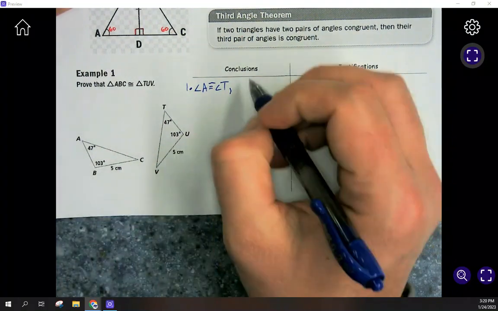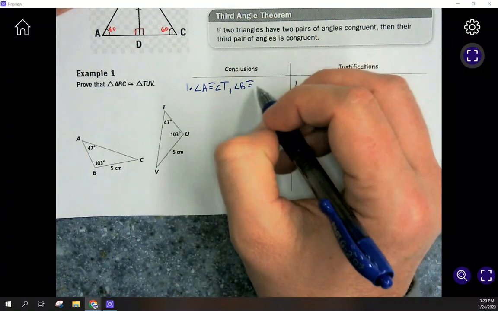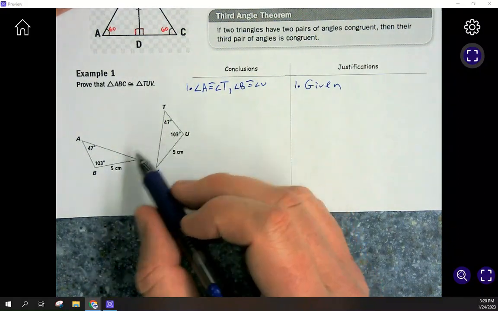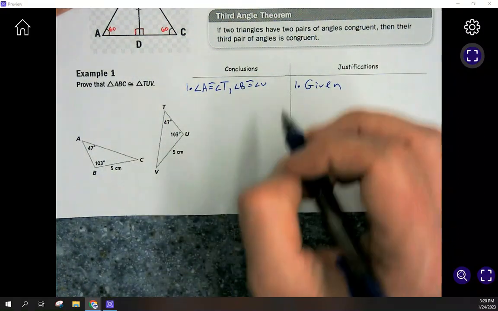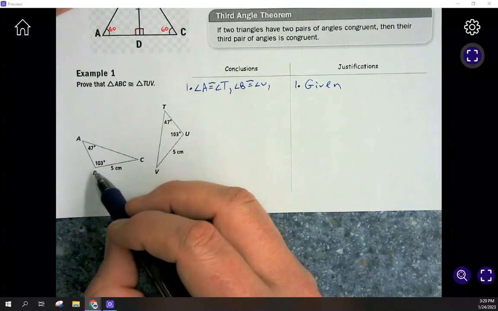Okay, angle B is going to be congruent to angle U because it was given to us in the picture, 103 and 103. And then also, I know this side equals this side. Those are segments.